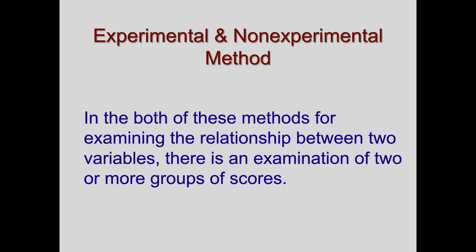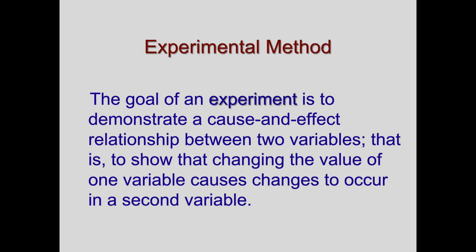Experimental and non-experimental method. In both of these methods, for examining the relationship between two variables, there is an examination of two or more groups of scores. Like before, the first score was what time you woke up, the second score was your GPA. That's two or more groups. In the experimental method, the goal of an experiment is to demonstrate a cause and effect relationship between two variables. That is to show that changing the value of one variable causes the other one to change. This is an experimental method.